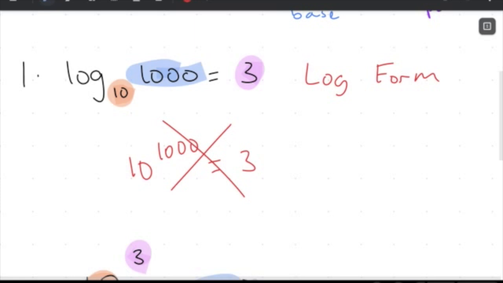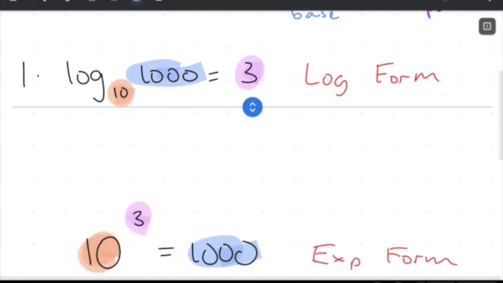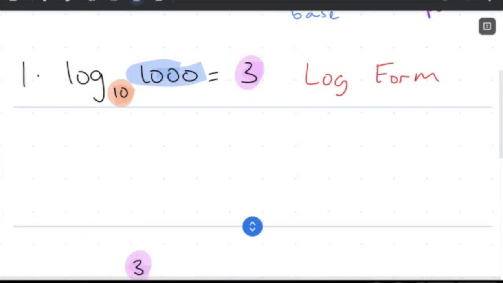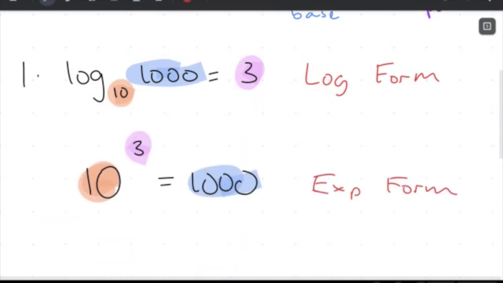So when we convert from logs to exponentials, we're going to have a pretty good idea of when it's wrong because the answer is just going to look pretty absurd based on what we know about logs and exponentials and converting between the two of those.